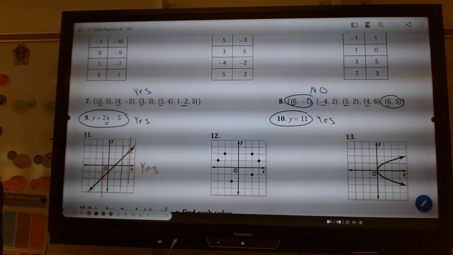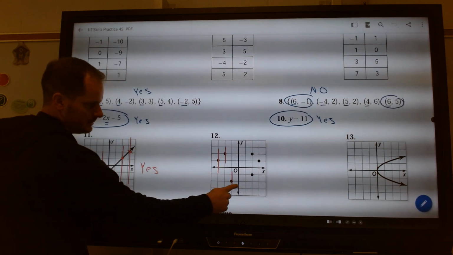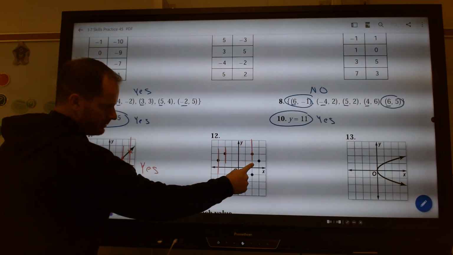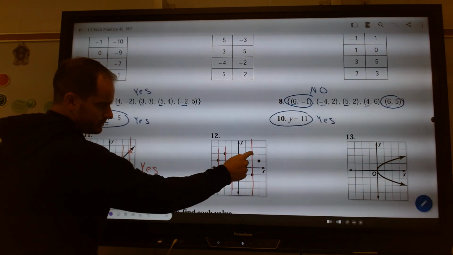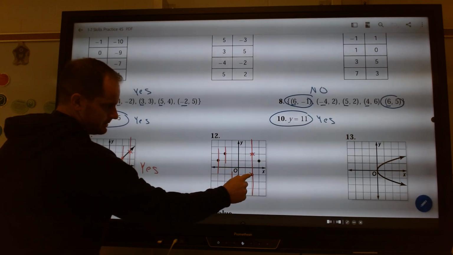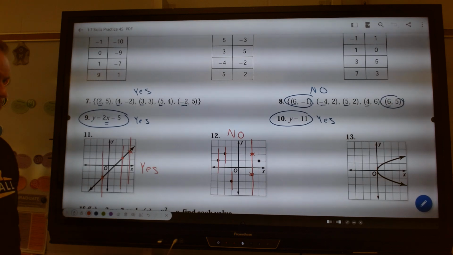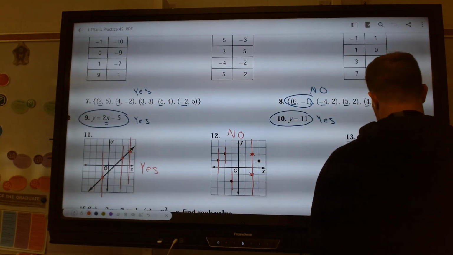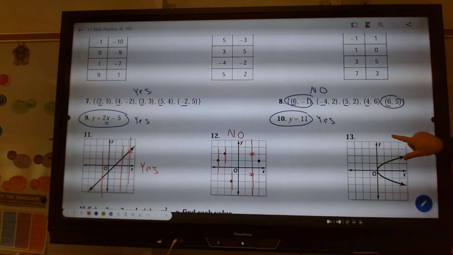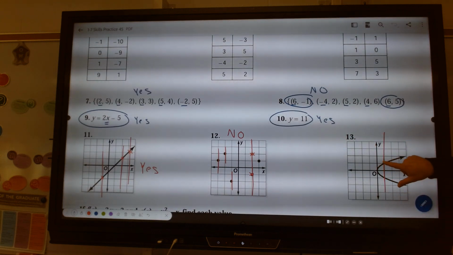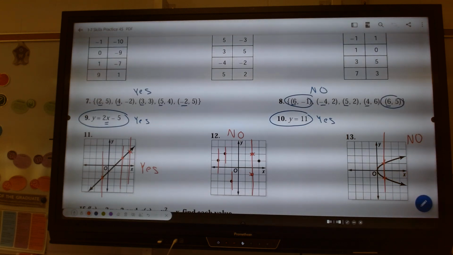With number 12, if we draw vertical lines through this discrete function, which are distinct points, you'll notice that right here, the input of 2 has 2 different outputs. This defines it to be not a function. It is a relationship, but it's not a function. And lastly, if you look over here at our continuous graph, it kind of arcs this way. Again, if you draw a vertical line as an input, you'll notice it has multiple outputs. This again defines that it is not a function.